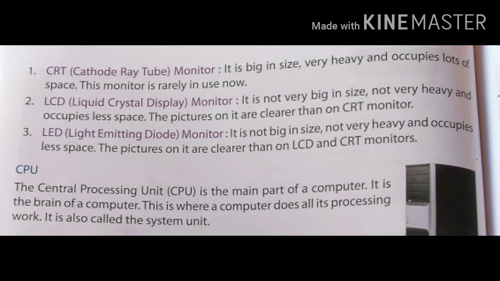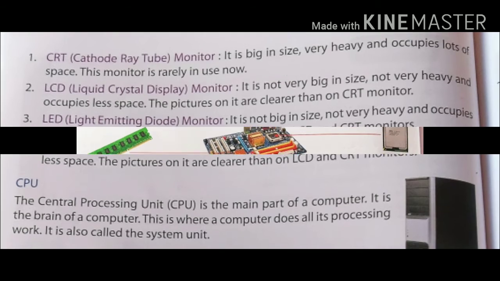Third one, LED, light emitting diode. It is not big in size, not very heavy, and occupies less space. The pictures on it are clearer than on LCD and CRT monitors. Next topic is CPU. CPU means central processing unit. It is the main part of a computer. It is also called the brain of the computer. This is where a computer does all its processing work. It is also called the system unit.